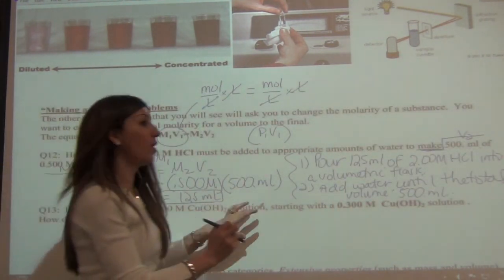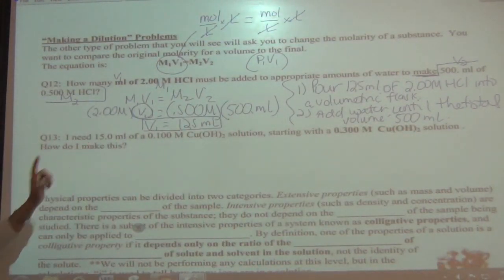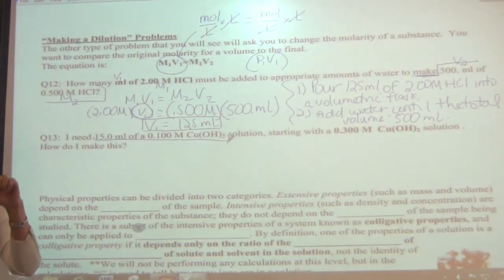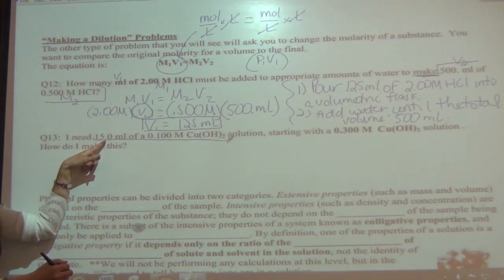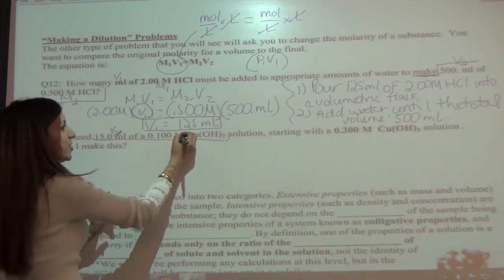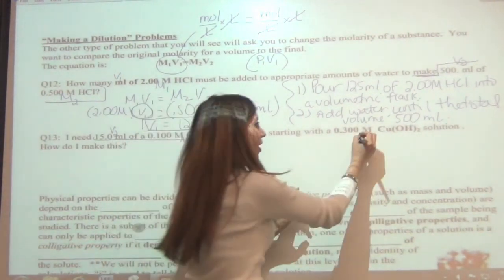Okay, so let's try one more just to make sure we've got this. This problem is very similar. It says I need 15 mils of this. So do you have it now? No. So what would you call this? 15 mils. V2. And then this is also, you don't have it yet, so we're going to call M2, which makes this one M1.